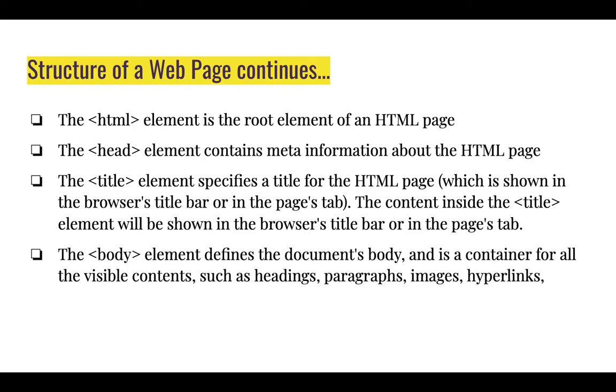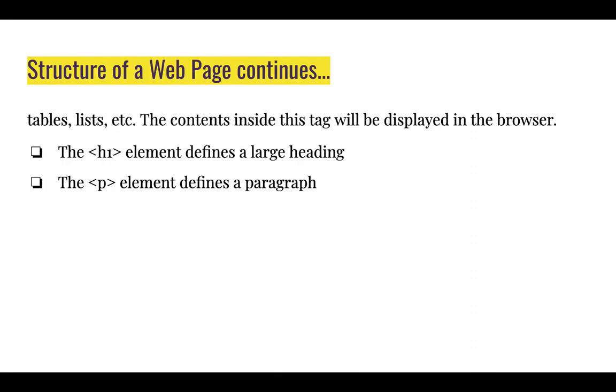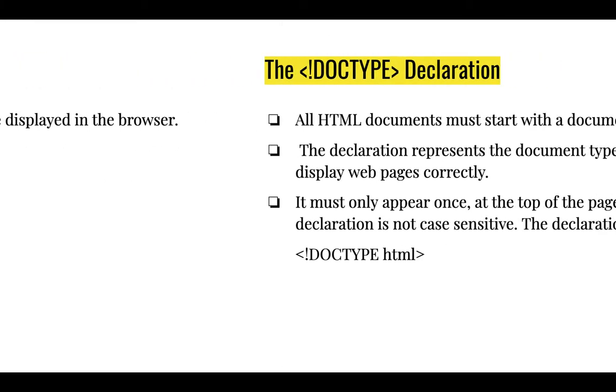The body element defines the document's body and is a container for all the visible content such as headings, paragraphs, images, hyperlinks, tables, lists, and so on. The content inside this tag will be displayed in the browser. The H1 element defines a large heading. The paragraph element defines a paragraph.